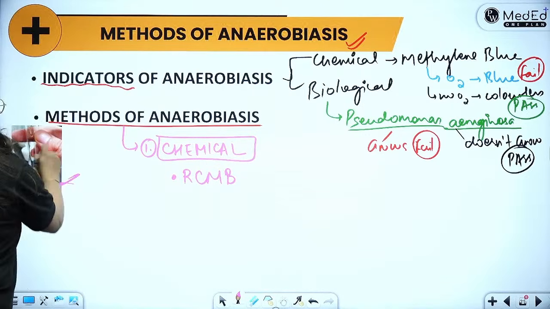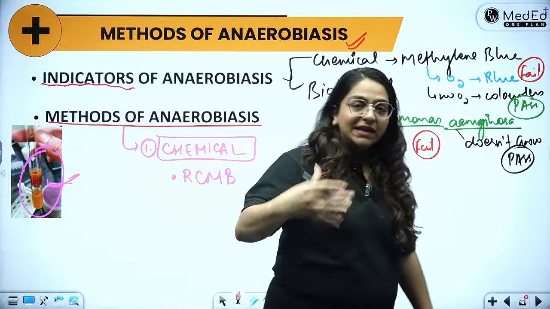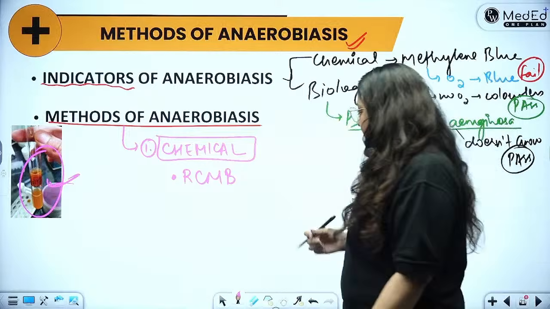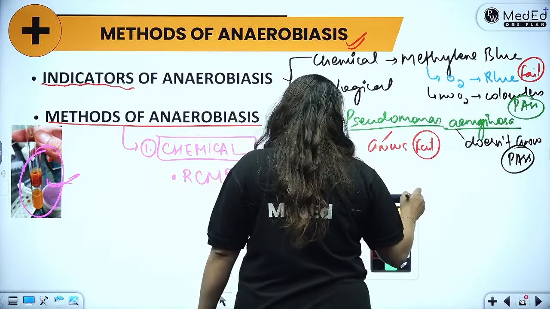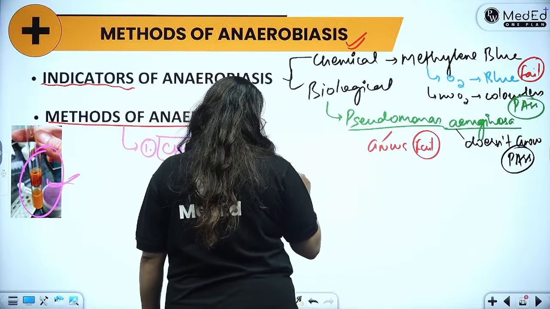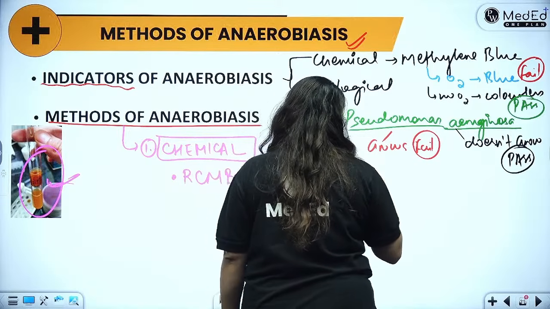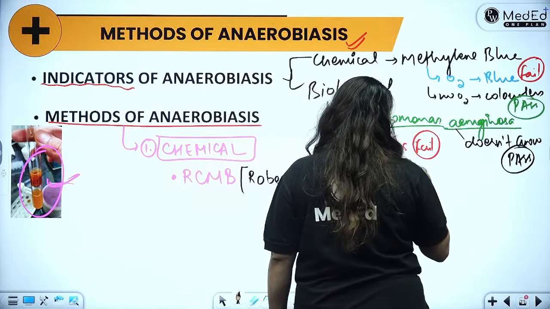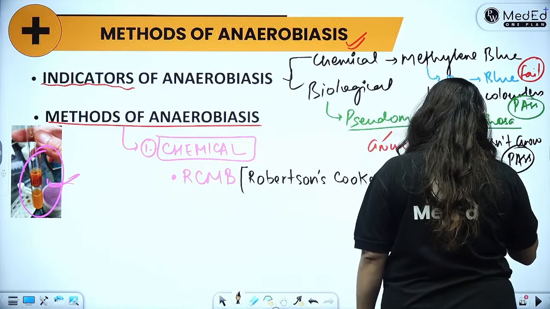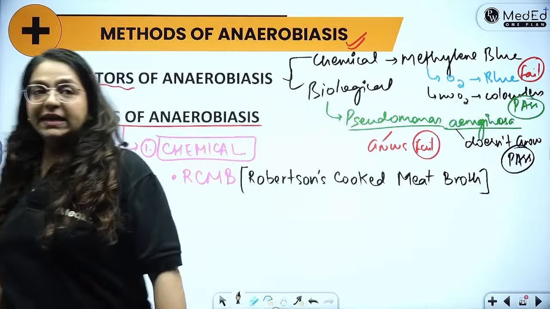This is the RCMB, or the Robertson cooked meat broth. What happens? There is meat which is cooked and minced and used inside this broth, right? So let me write the full form. It is Robertson cooked meat broth, or Robertson cooked meat medium.